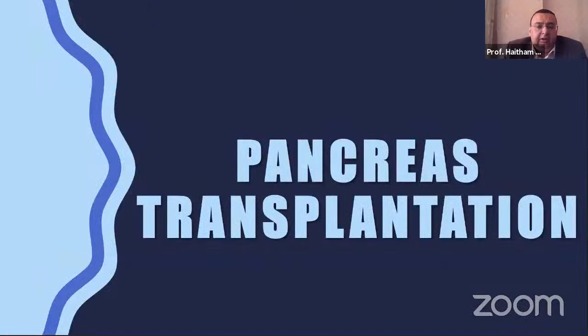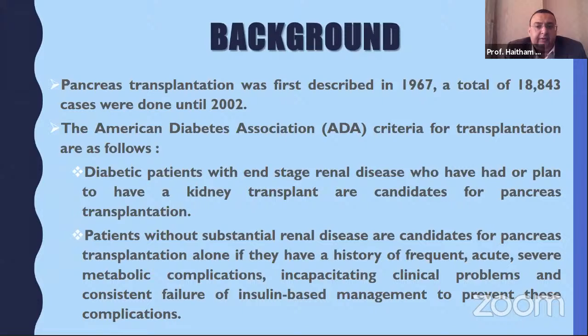The real treatment of type 1 diabetes is pancreatic transplantation. It was first described in 1967, and a total of more than 80,000 patients have been done all over the world. The American Diabetes Association criteria for transplantation are those diabetic patients with end-stage renal disease who had planned to have a kidney transplantation, or those with substantial renal disease, and if they have acute metabolic complications related to diabetes.